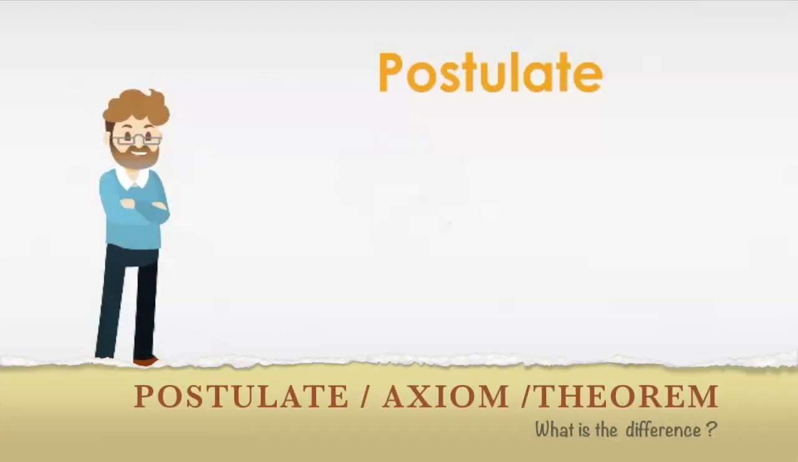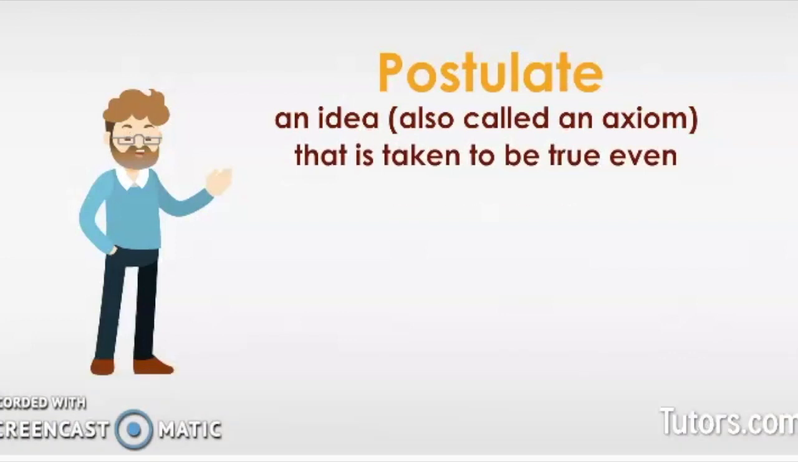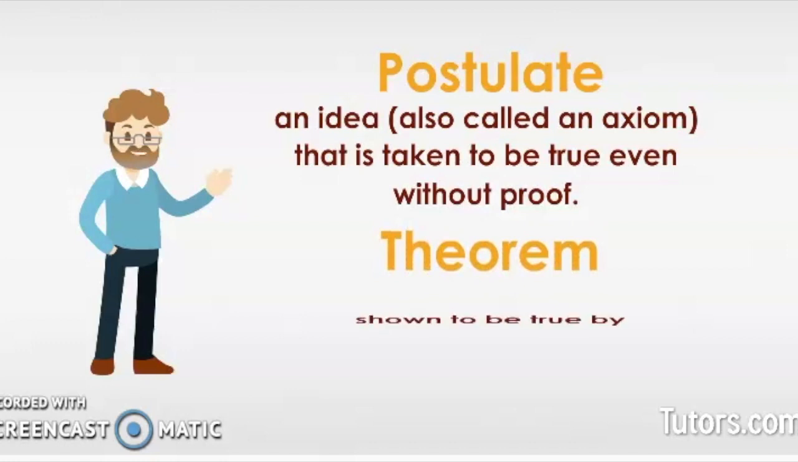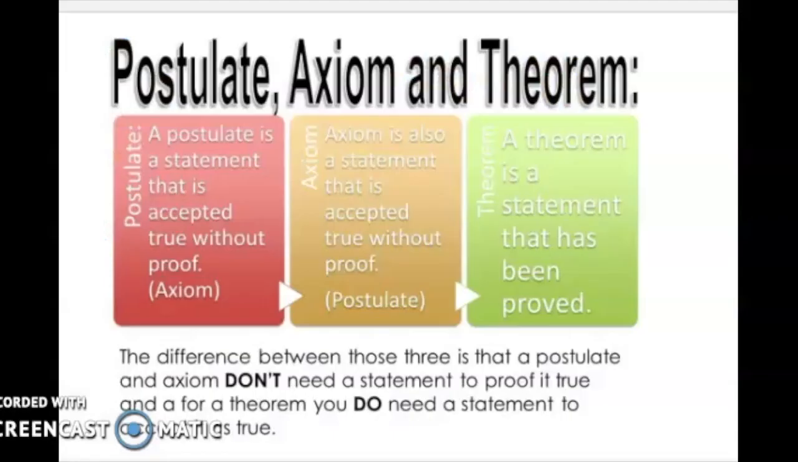Euclid had many great ideas, but not all could be proven. A postulate is an idea, also called an axiom, that is taken to be true even without proof. Contrast a postulate with a theorem, which is shown to be true by using proofs. In your textbook, you might see these words quite often: postulate, axiom, and theorems.